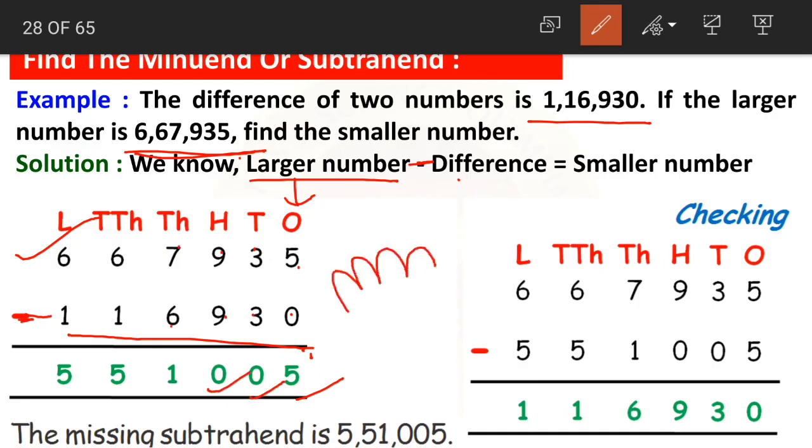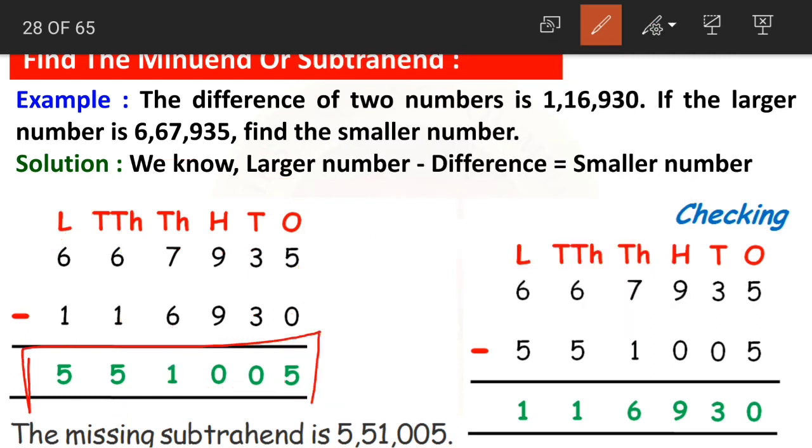Yes, open 7 fingers and close 6. We are remaining with only 1 finger. Yes, so 1 is our answer. 6 minus 1, 5. And again the same, 6 minus 1 is 5. Yes, what answer did we get? 5,51,005.